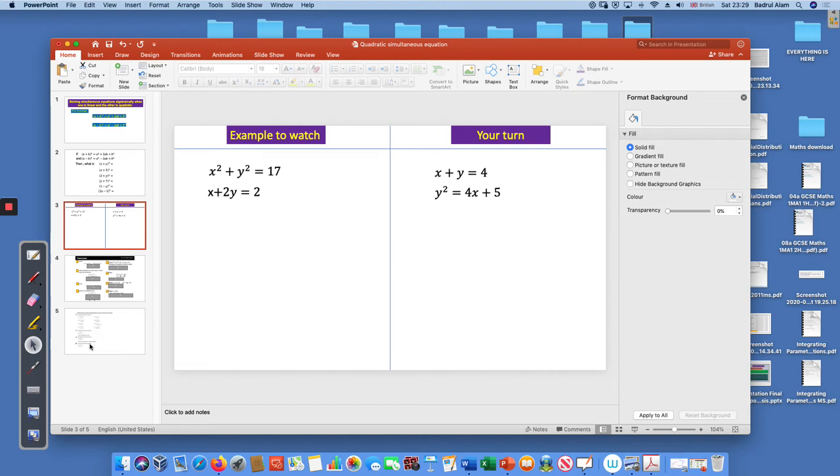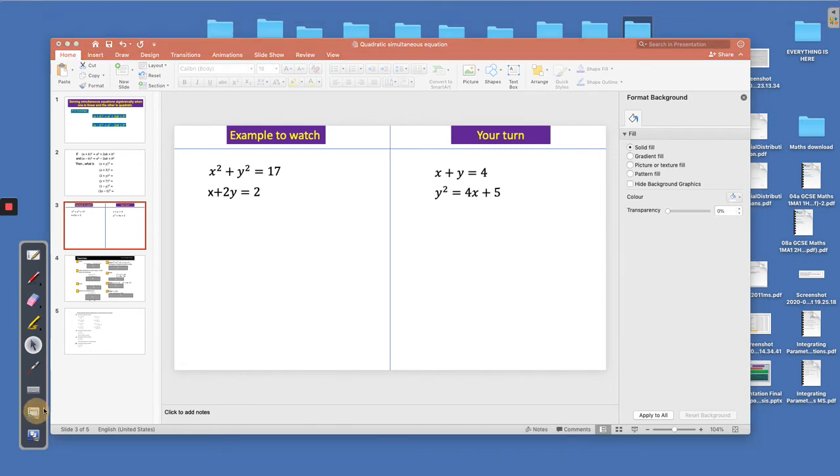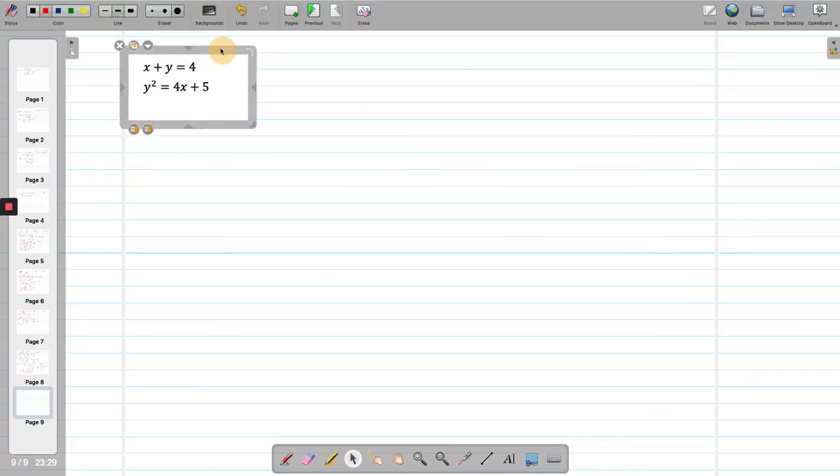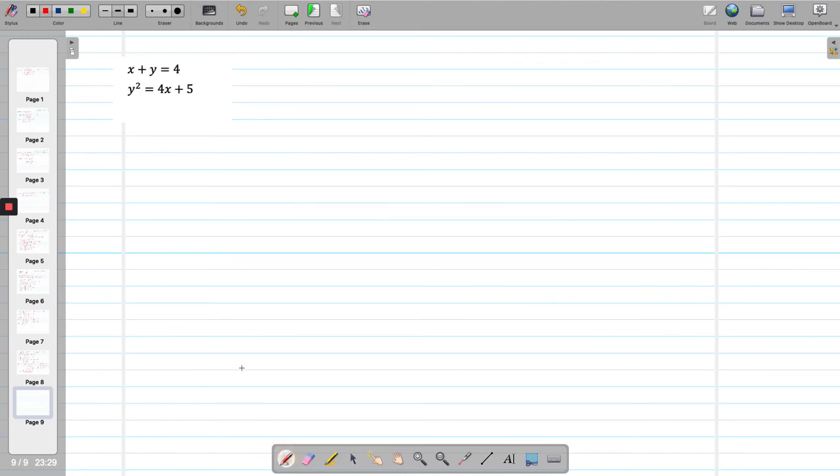So let's check yours with my solution. I'm going to take it to my open board. Here are the questions. What did you do first? Did you label them? Okay, so let's check this one with me now. First thing you did, definitely labeling equation 1. Did you? Yes. Okay, so the second one is equation 2.